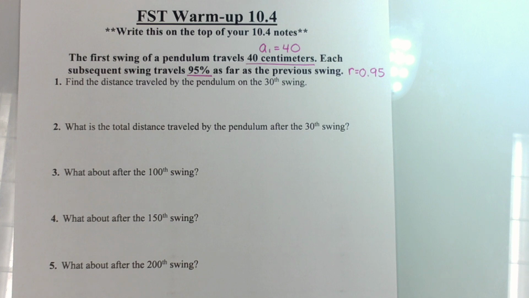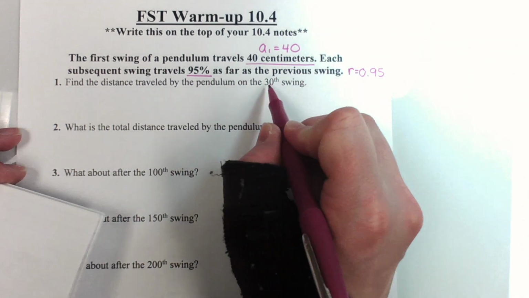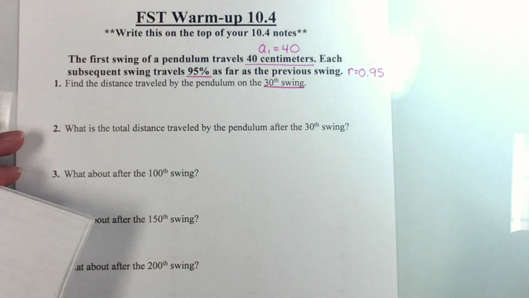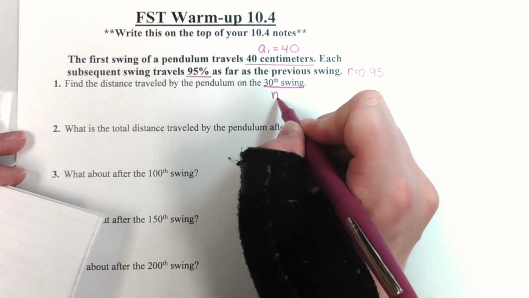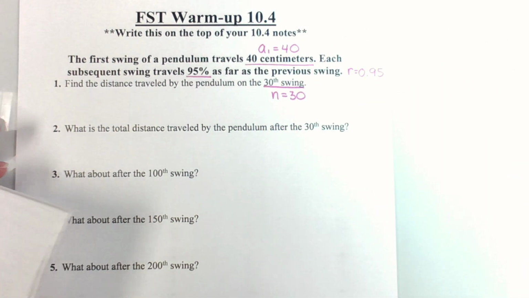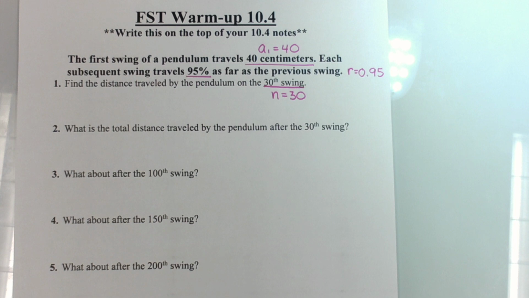Okay, find the distance traveled in the 30th swing. Bryn, 30th swing, what's that telling me? N is 30 for this first problem anyway. Now we've got R, so it has to be geometric. Leaf, if I'm talking about the 30th swing, am I talking about a sequence or a series? Specifically the 30th swing, a singular swing is a sequence thing. So this one's a sequence.